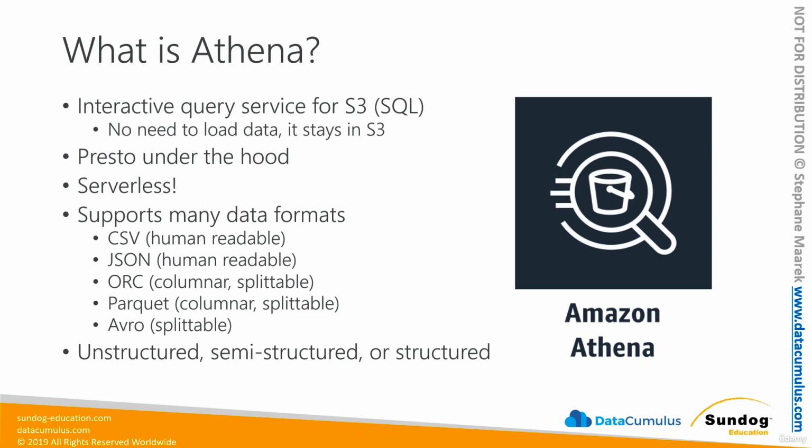Athena supports a wide variety of data formats that might reside in your S3 buckets. Those include, and these might be important to remember, CSV, JSON, ORC, Parquet, and Avro. And this is as good of a time as any to get into how these different formats differ from each other, because depending on your application, a different format might make sense, right?